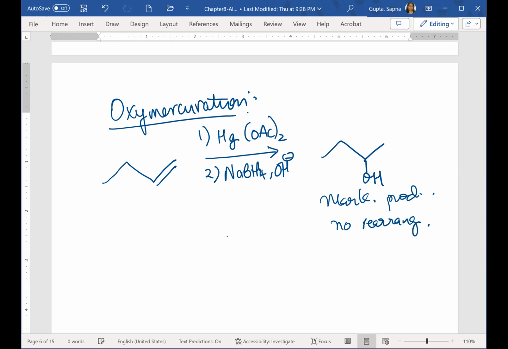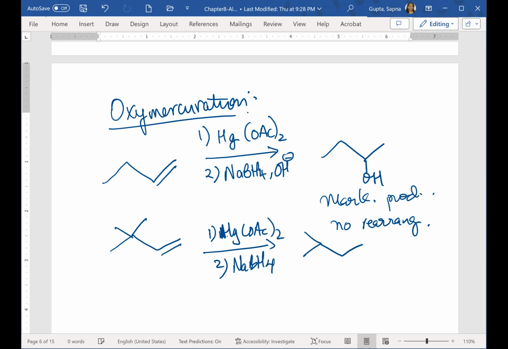I'm not going to write the mechanism. You can check the mechanism in Klein if you want to, but this is a little bit different kind of mechanism, which means no carbocation mechanism. Okay, so this one will give you only the Markovnikov product, but advantage, no rearrangement. So which means that if you had this alkene and you were to use mercury acetate, you will not get any rearrangement, but you will get the Markovnikov alcohol.